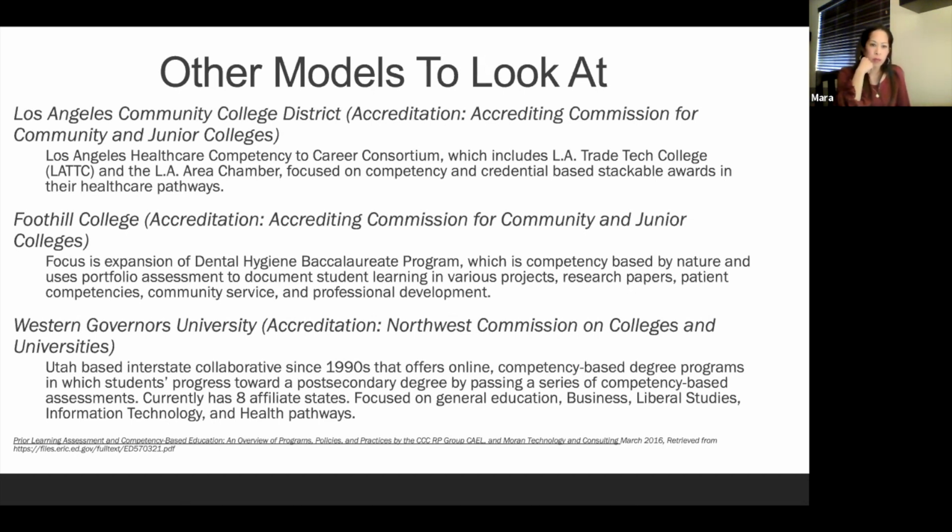The other model to look at is at Foothill College. Like it says here, they're focused on expansion of their dental hygiene baccalaureate program. They were a baccalaureate pilot program, and I think they used it as a jumping off point to look at turning this into a competency-based educational pathway, because it's competency-based in nature. Kind of similar to what LA said, with the infection control and things like that. And in this model, their plan is to use portfolio assessment to document the learning competencies.